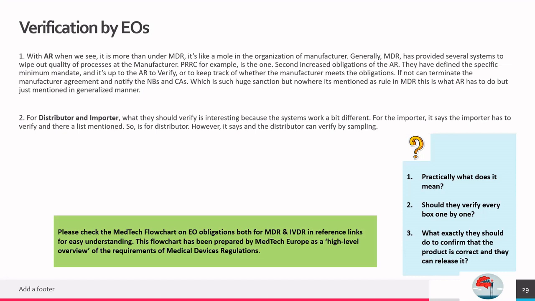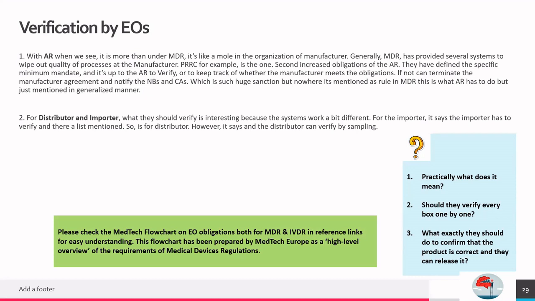So you should see this mandate rather as to oversee compliance status. So the authorized representative has to be careful and really has to have a procedure behind them to check that everything is continuously correct. That's why you also need to have a PRRC these days as an authorized representative. Okay, so this is the thing. So for distributor and importer, what they should verify is interesting because the system works a bit differently.